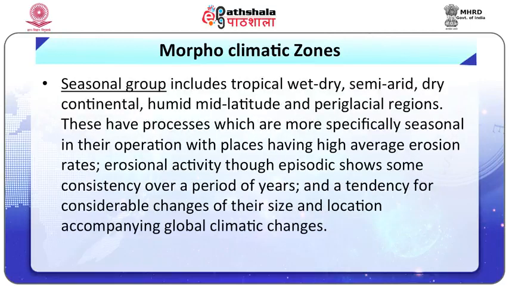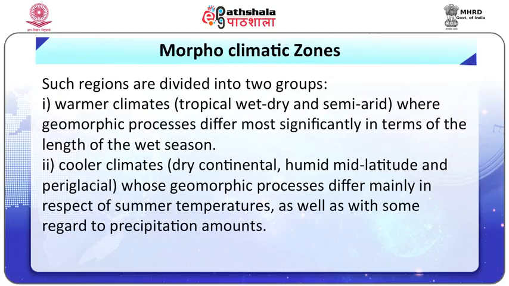B. Seasonal groups. These include tropical wet-dry, semi-arid, dry continental, humid mid-latitude and periglacial regions. These have processes which are more specifically seasonal in their operation, with places having high average erosion rates. Erosional activity though episodic shows some consistency over a period of years and a tendency for considerable changes of their size and location accompanying global climatic changes. Such regions are divided into 2 groups.